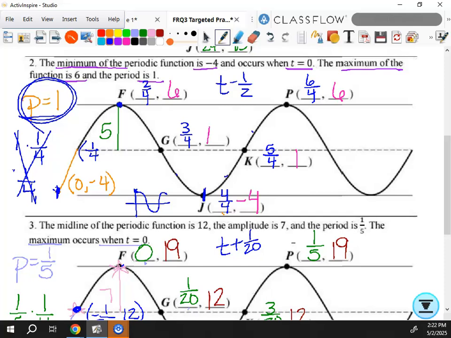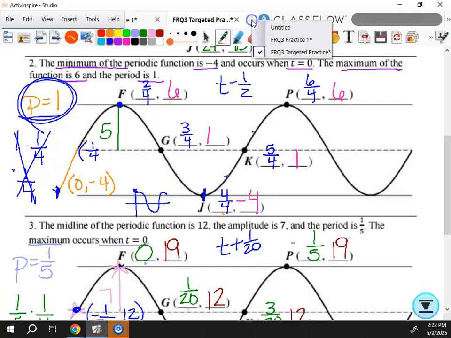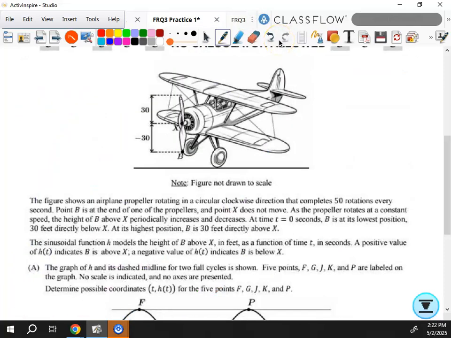All right, great. Grab your other piece of pink paper. And we're going to start by looking at the airplane.